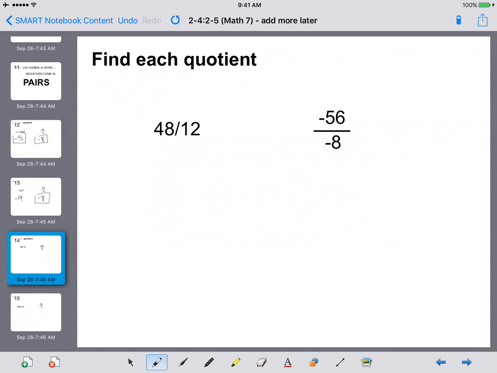Now here we want to find each quotient again. So 48 divided by 12. A positive divided by a positive is a positive. Easy enough there. And 48 divided by 12 is 4. -56 divided by -8. We have a pair of negatives, so our answer is going to be positive. And 56 divided by 8 is 7.